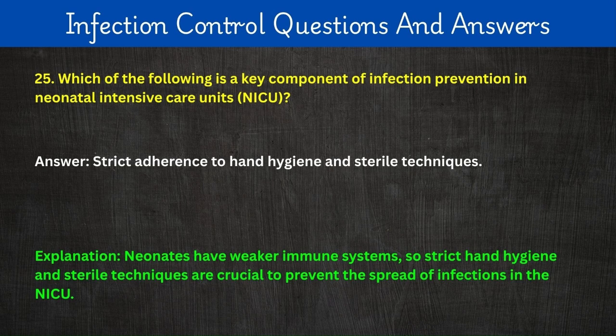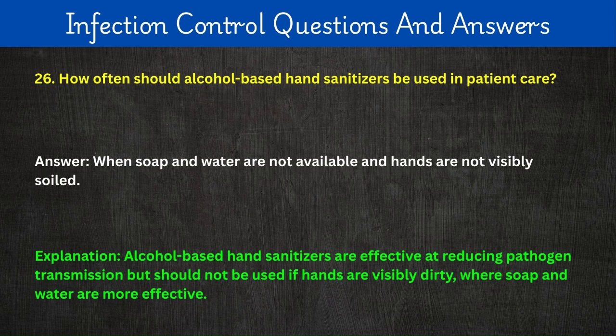25. Which of the following is a key component of infection prevention in neonatal intensive care units, NICU? Answer. Strict adherence to hand hygiene and sterile techniques. Explanation. Neonates have weaker immune systems, so strict hand hygiene and sterile techniques are crucial to prevent the spread of infections in the NICU.